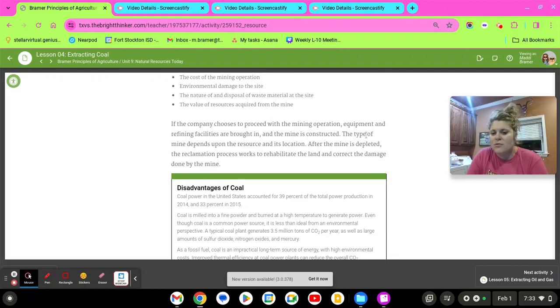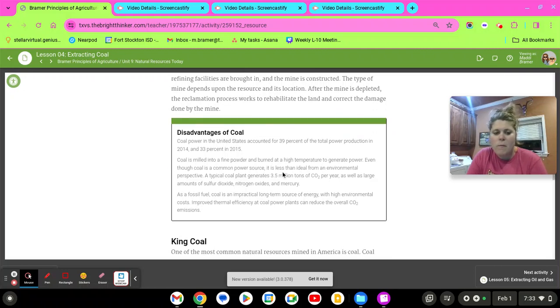in and the mine is constructed. The type of mine depends upon the resource and its location. So if they're at a spot where they found a bunch of diamonds, they're going to do a diamond mine. Or coal, they're going to do a coal mine. After it's depleted, then they go back to work to rehabilitate the land and correct it.